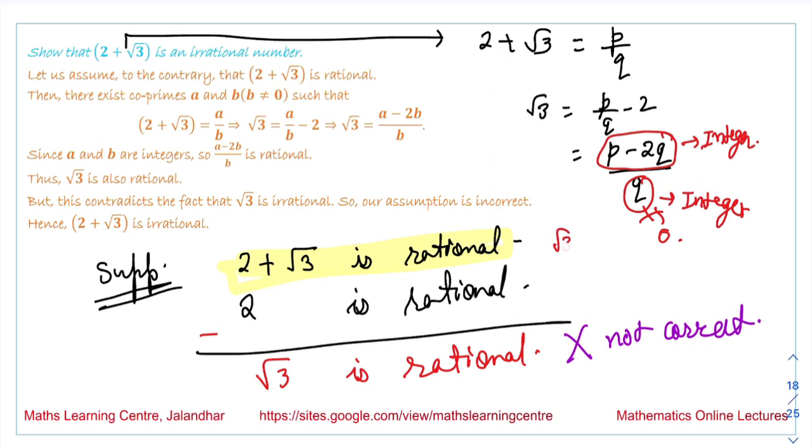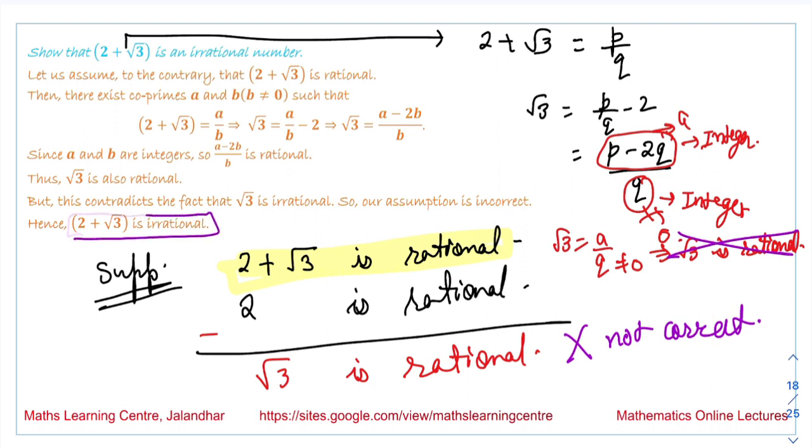It means root 3 is equal to, suppose I am writing it as a, so it is of the form a by q. Q is not equal to 0. A and q both are integers. This implies that root 3 is rational, and this thing is not true. Root 3 is rational is incorrect. So it means 2 plus root 3 is irrational. So you can use either of these two methods to prove this result.